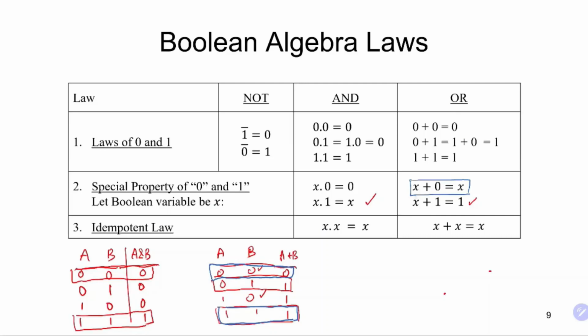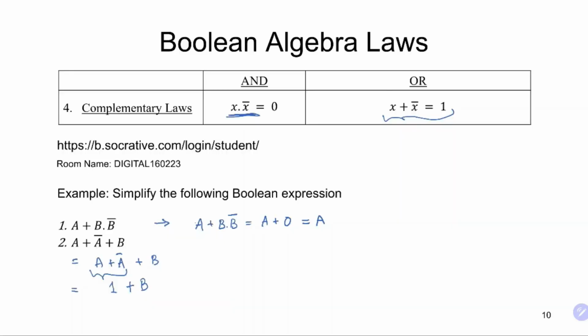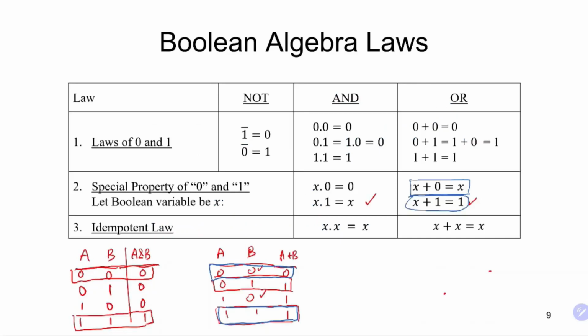And then here, X or with 1 will be equal to 1. So 1 or with B will be equal to 1. That is using the fourth and the second law.